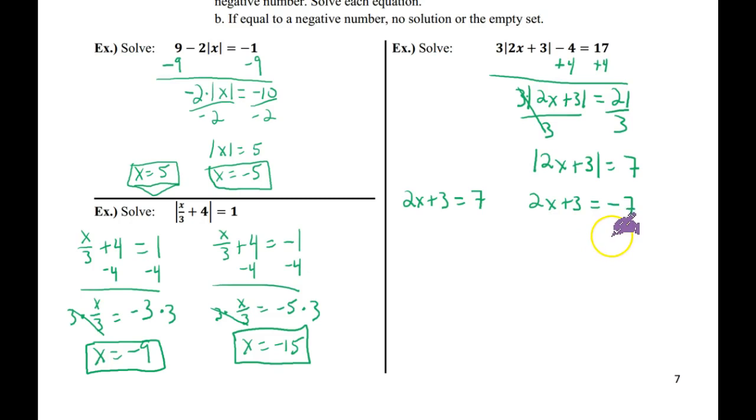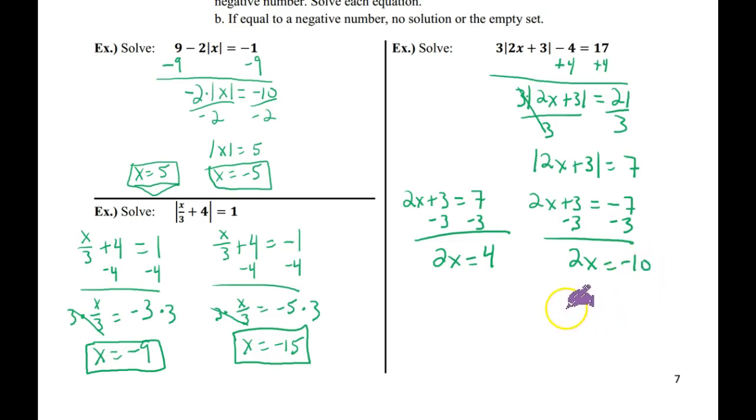If I ended up with -7 inside here, I would take the absolute value and it equals a positive 7. So now we have our two equations. We solve them separately. I subtract 3. Notice we end up doing the same steps, but we will get different values. So 7 minus 3 is 4. Over here, -7 minus 3 is -10.